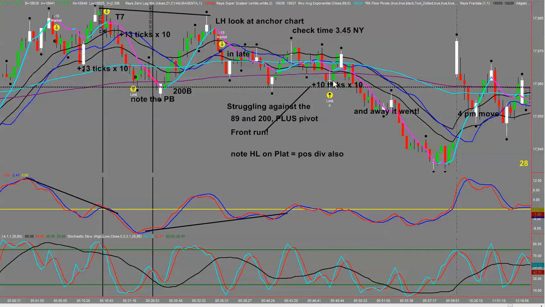Now what's interesting, just looking here, it actually came down here, and I can't remember why I didn't take that there. Now I remember. Okay, I'm looking down here at the time. Another reason, I was hoping to get my 13 ticks, I was going to let it run, but I looked at my time down here and I got out. So that's why I decided to front run this, struggling against the 89 and 200. So I bounced off it, took a bit of heat, went up above, came down, bounced again, decided to get out, and away it went. And then we had the 4 p.m. move.